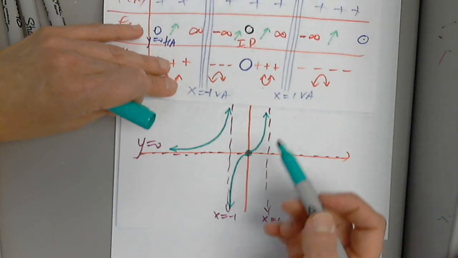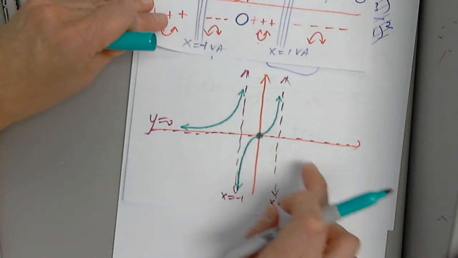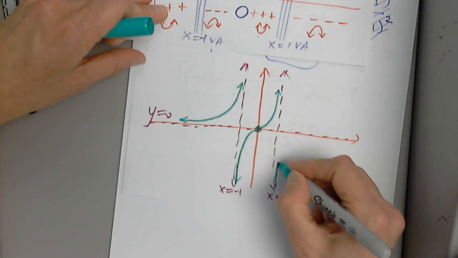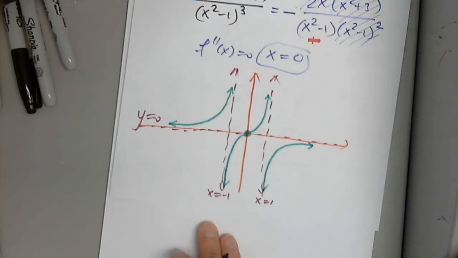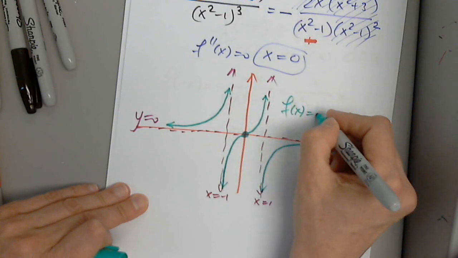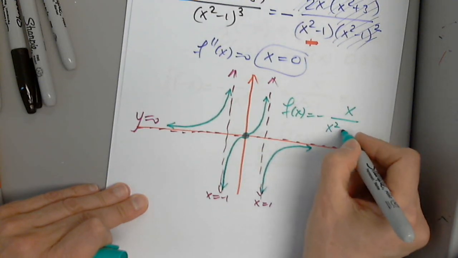Of course, by symmetry, I should just copy. It's very clear. This has to be here as well. I don't have to look at the rest of the table. So this function was x over x squared minus 1.